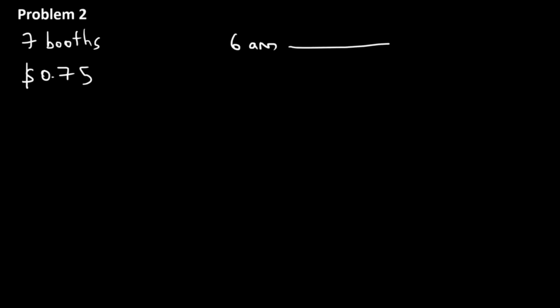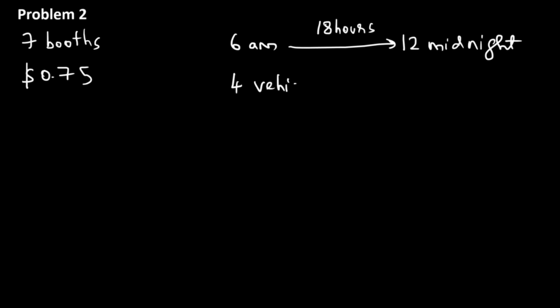Let's get started. In problem 2, it's given that in one toll station there are 7 booths, and a car has to pay $0.75 to pass through a booth. The time period mentioned in the question is 6 a.m. to 12 midnight. That is a period of 18 hours, and it is also mentioned that in 1 minute on an average 4 vehicles pass through one booth. Now remember there are 7 booths over here, but let's just consider one booth for now.